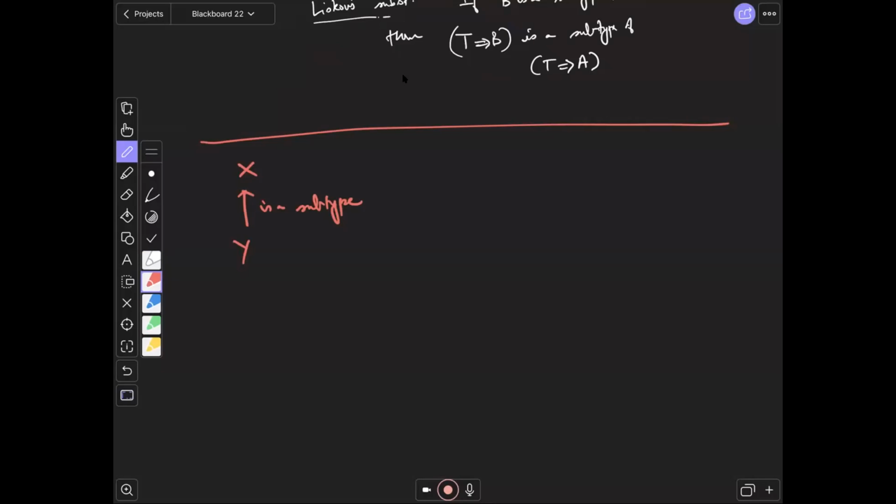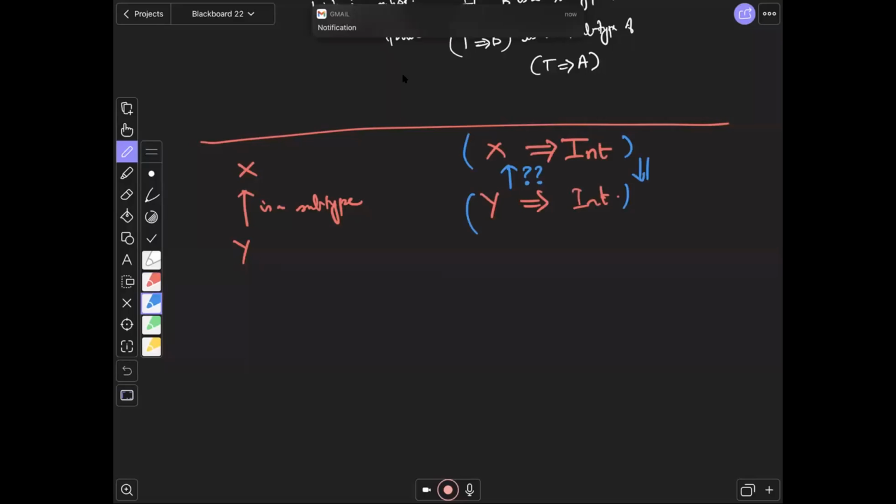So let us think of X and Y, where Y is a subtype of X. And now I'm interested in a function that takes in X and returns some type, let's call it int, and another function that takes in Y and returns type int. And the key question I want to ask is, does this work? Is there a subtyping relationship between Y arrow int to X arrow int? Or is the subtyping relationship in the opposite direction? So this is the key question I want to answer. Which direction does the subtyping relationship go?